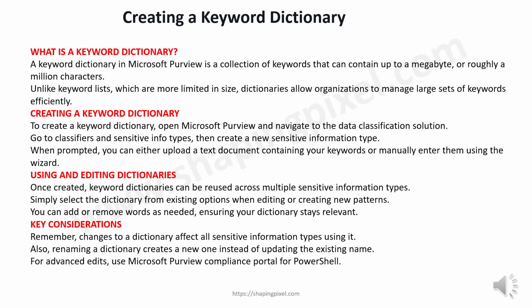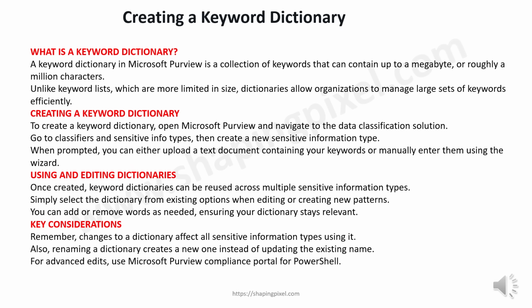Let us explore keyword dictionaries in Microsoft Purview and how they differ from keyword lists. While both help identify sensitive information, keyword dictionaries offer more flexibility and scale, making them a powerful tool for organizations. A keyword dictionary in Microsoft Purview is a collection of keywords that can contain up to a megabyte, or roughly 1,000,000 characters. Unlike keyword lists, which are more limited in size, dictionaries allow organizations to manage large sets of keywords efficiently.